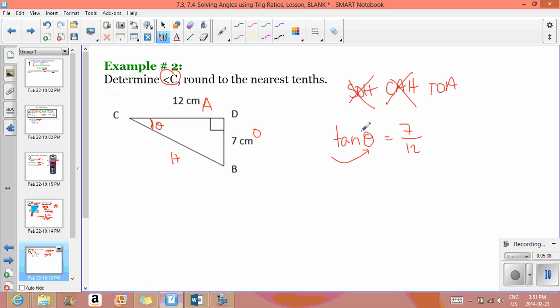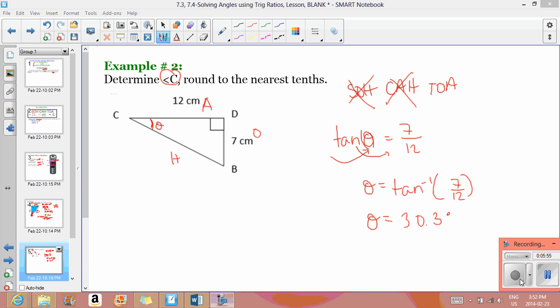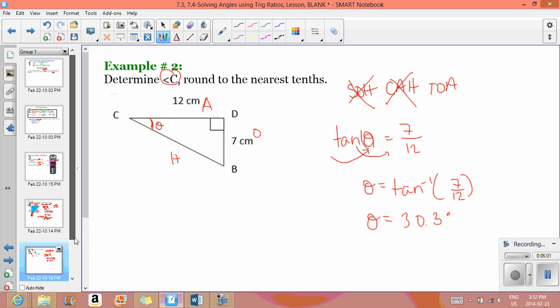To get theta by itself, we have to move tan to the other side. If we move tan to the other side, you have to do the opposite operation, and the opposite would be tan inverse of everything that's over there. And so if you type that into your calculator, you will get that theta is 30.3 degrees. Okay, and so if you don't get that, then make sure you put a star beside it so you can ask that question when you come to class.